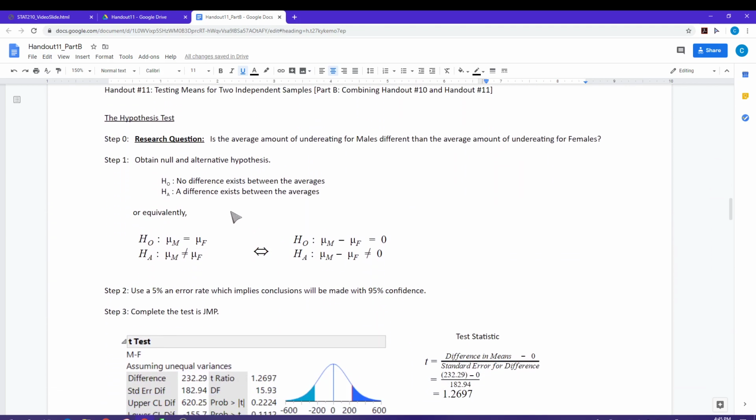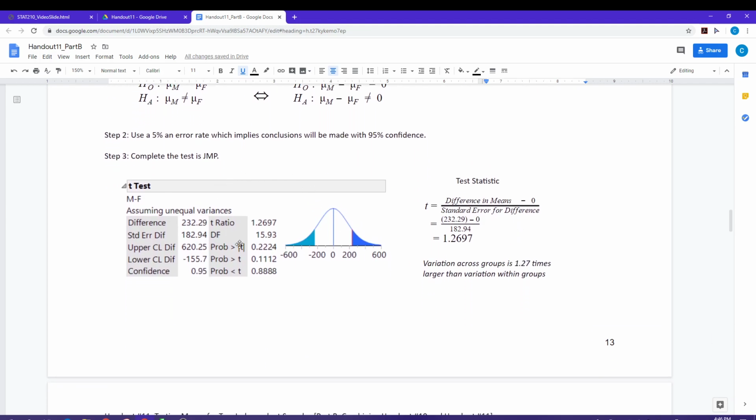So the hypothesis test, just the research question here, is the average amount of undereating for males different than the average amount of undereating for females? This is going to be another two-sided test. We actually look at the difference between the two means, so that's usually how we write that on the right-hand side.